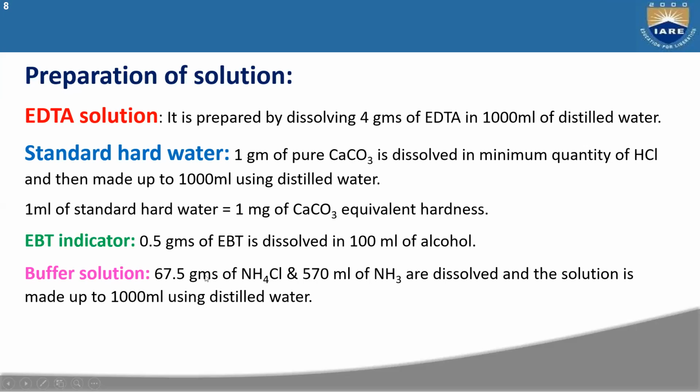For the buffer solution, 67.5 grams of ammonium chloride and 570 ml of NH3, meaning ammonia, are dissolved, and the solution is made up to 1000 ml, which means 1 liter, using distilled water. So these two we have to dissolve into 1 liter of distilled water. You can take distilled water or demineralized water also, no problem.